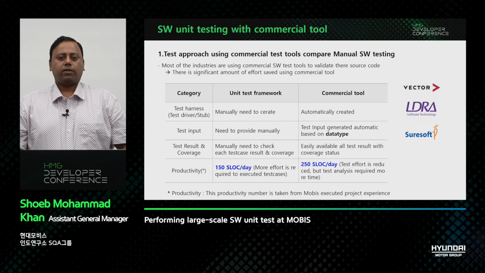Test result and coverage: commercial tools simplify the verification of test results and code coverage compared to the manual process of checking the coverage and test results. Productivity: based on MOBIS executed project experience, commercial tools have increased the productivity, achieving 250 SLOC per day compared to the manual productivity of 150 SLOC per day. While the productivity has increased, it's worth noting that more effort is required for test analysis and addressing large-scale source code testing.